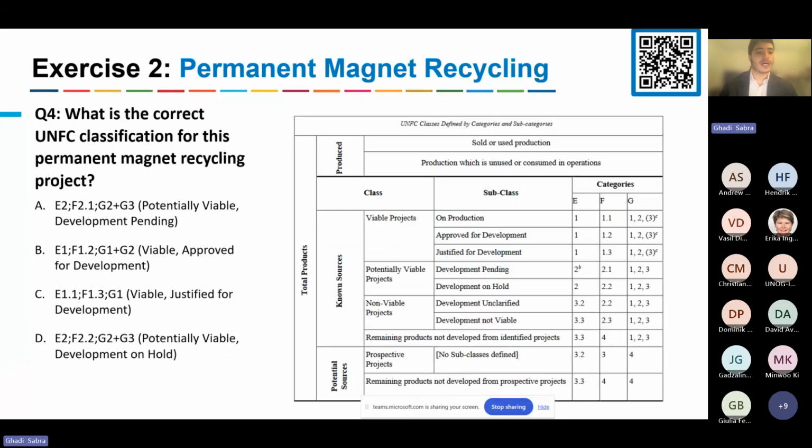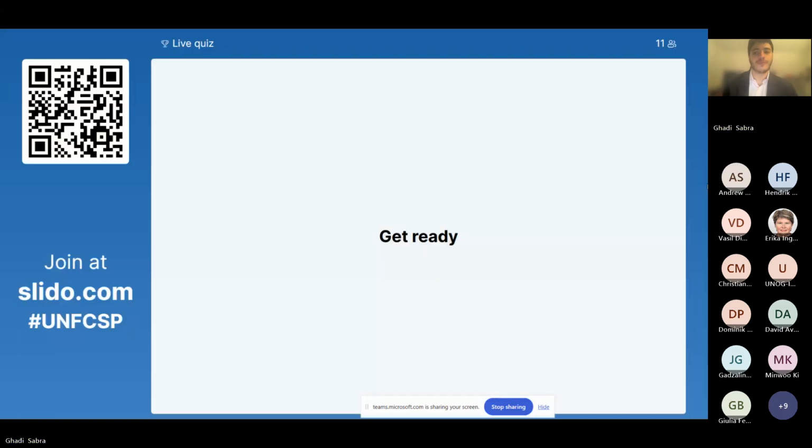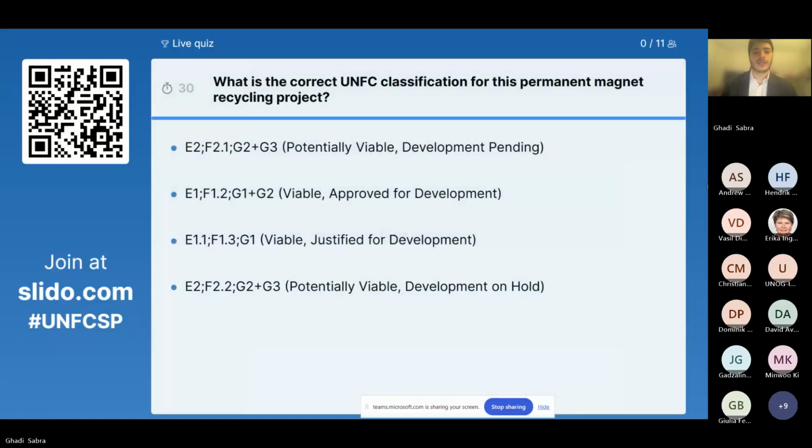Now let's put it all together. What is the correct UNFC classification for this permanent magnet recycling project? Get ready. Is it E2, F2.1, G2 plus G3, potentially viable, development pending? 1.2, G1 plus G2, viable, approved for development? 1.1, 1.3, G1, viable, justified for development? 2.2, G2 plus G3, potentially viable, development on hold.